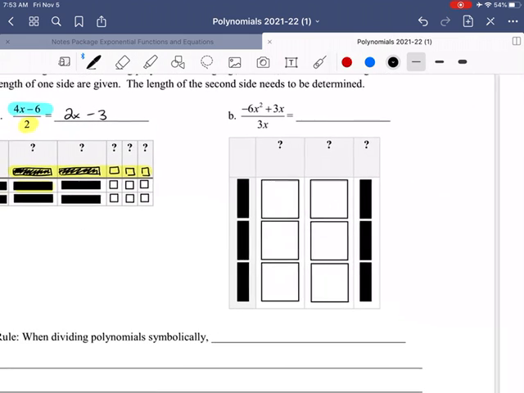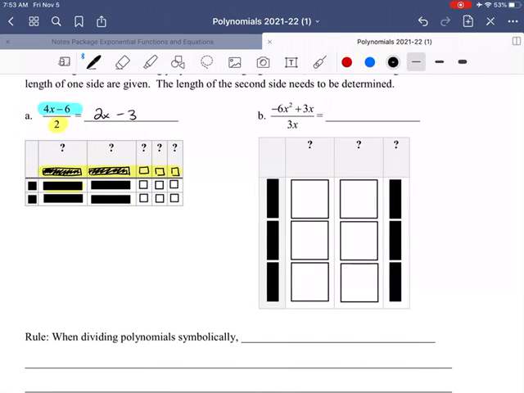Here we have another example. Our area is the negative 6x squared plus 3x. So our area is this stuff. Okay? And we're dividing it by 3x. So how do we go about solving this? Well, this is the same length as this. And what multiplied by a positive x will give you a negative 6x squared? And that something has to be a negative 2x.